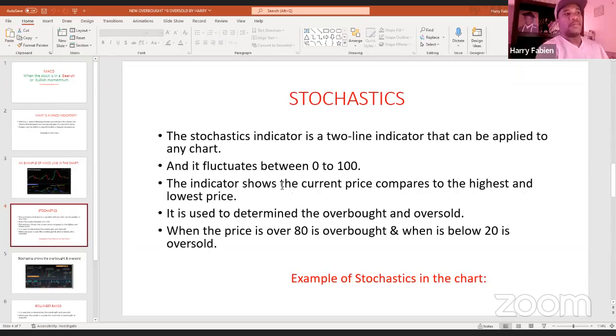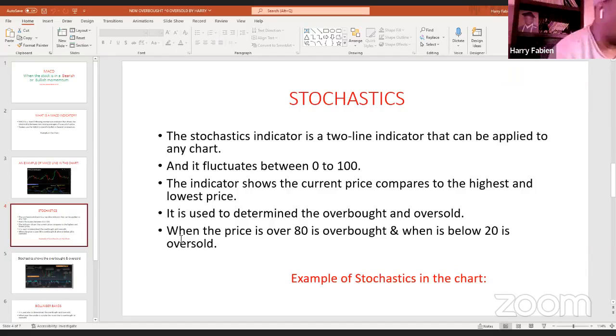That's all it is. The stochastic indicator is a two-line indicator that can be applied to any chart. Secondly, it fluctuates between 0 and 100. And thirdly, the indicator shows the current price compared to the highest and lowest price, and it is used to determine overbought and oversold. Lastly, when the price is over 80, it is overbought, and when the price is below 20, it is oversold.